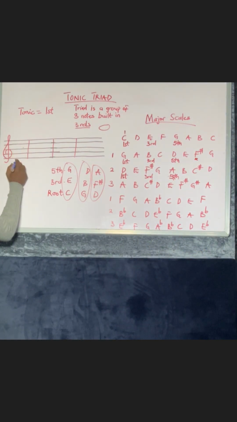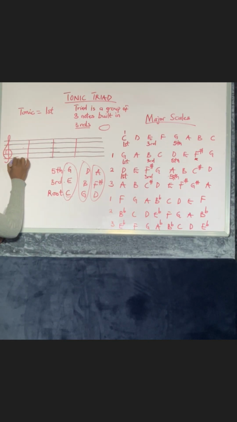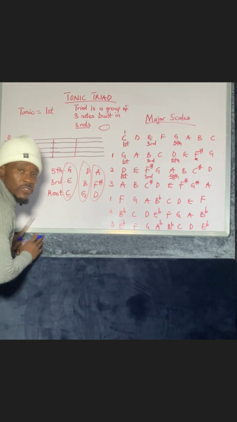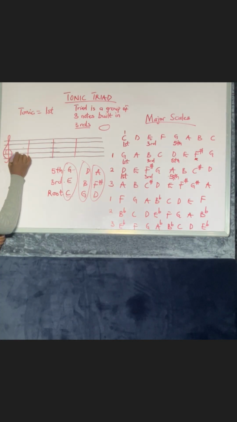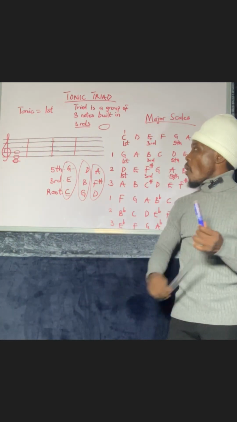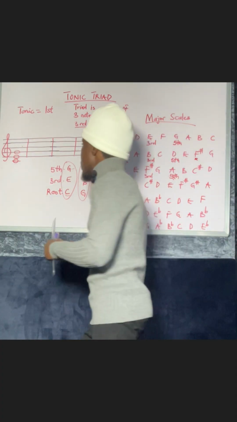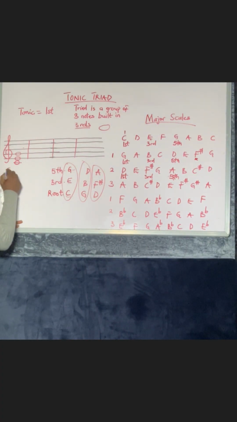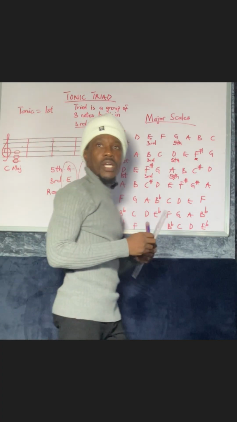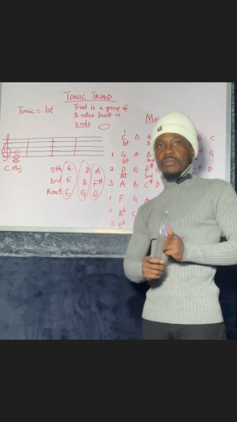So here, if I do this, this is my C. C is done. The next guy is my E. Where is E? E is on the first line of the treble staff. And where is our fifth? The second line of the staff. So we have C, E, G. Then we call it what? C major triad. Letter C, M-A-J for major. Do you understand that? So this is C, E, G.